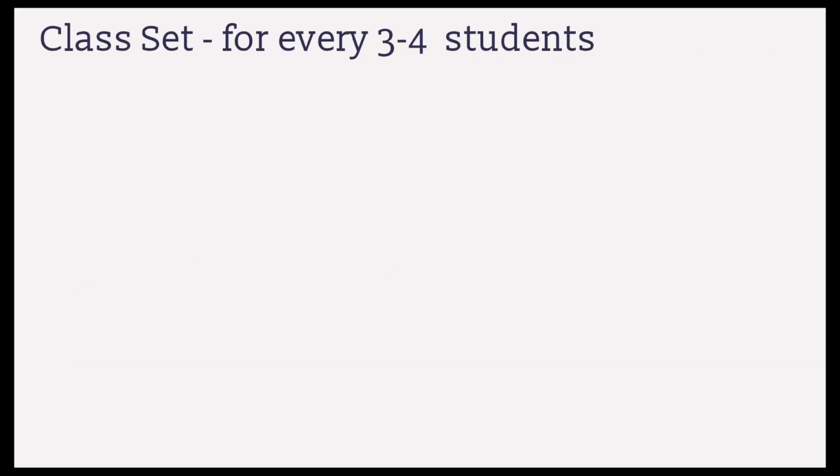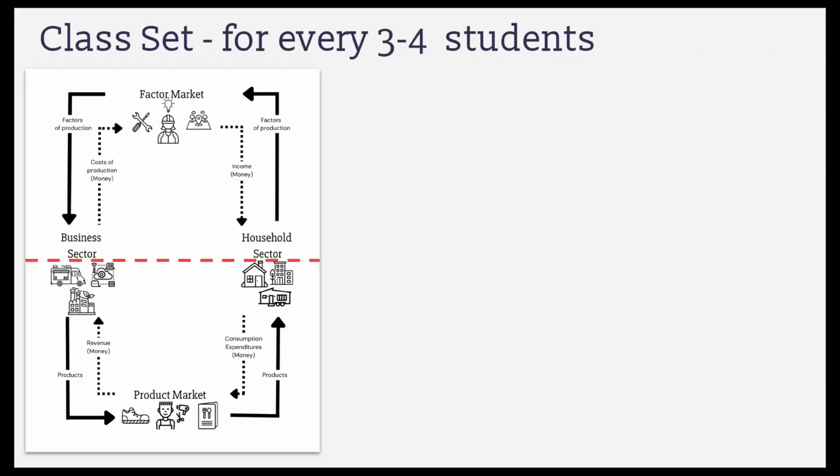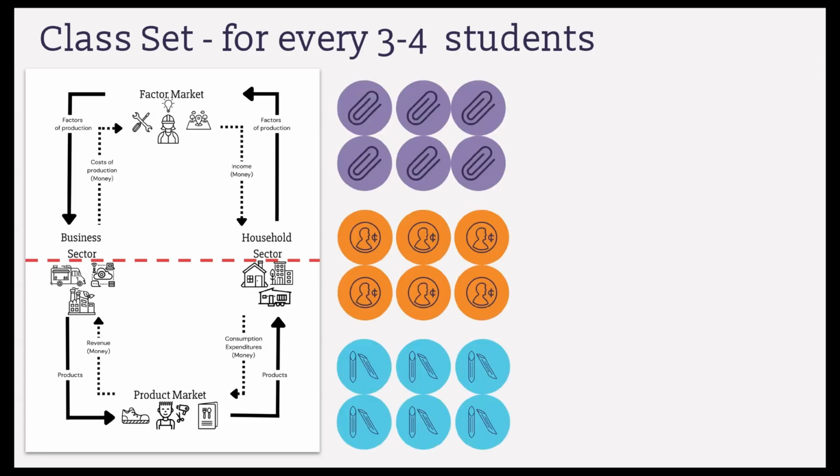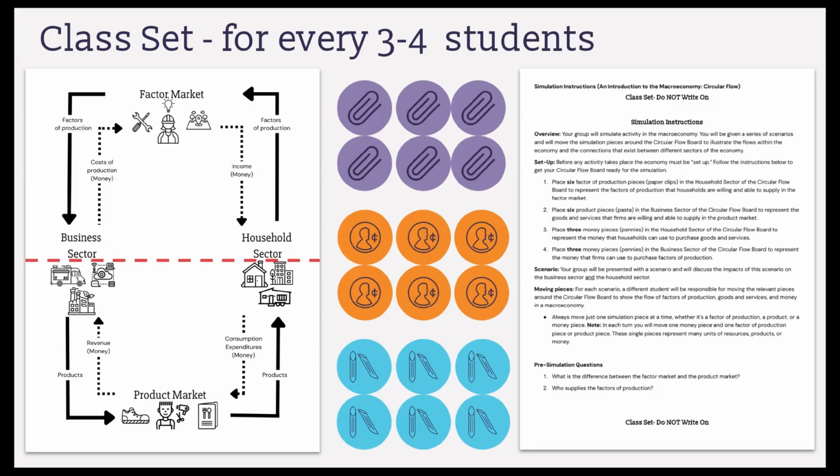So as a class set, for every group of 3 or 4 students, we have the game board, and that actually is printed on 2 sheets of paper or cardstock. One suggestion we have is to tape it on the inside of a manila folder so that it comes together as a game board and it's a little more sturdy and able to be reused. Then we have the 6 paper clips, 6 pennies, and 6 pieces of pasta, as well as the instructions. So again, those go to every group of 3 or 4 students, but you can reuse those for every class.